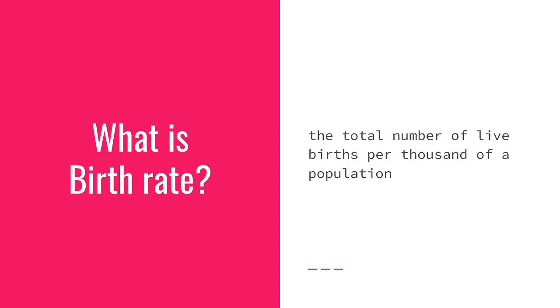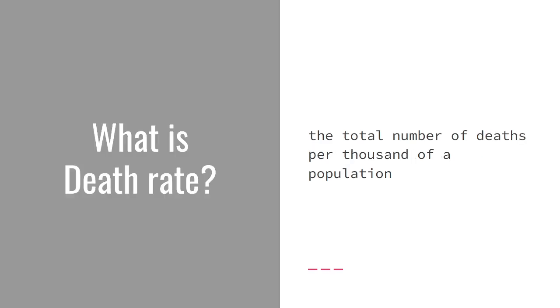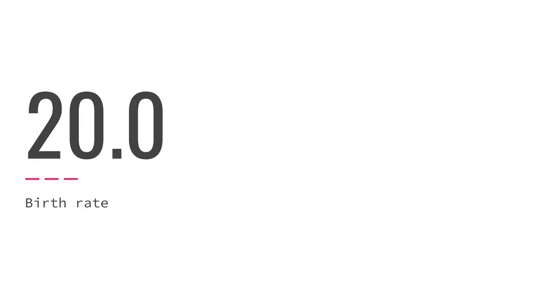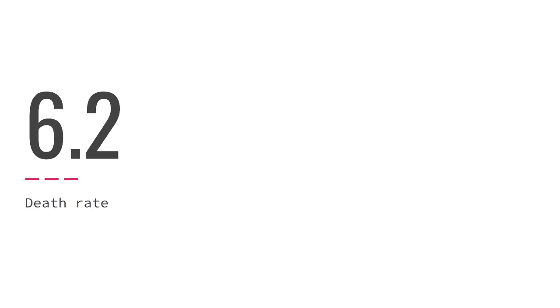So what is birth rate? Birth rate is defined as the total number of live births in a population per thousand people. Similarly, death rate is defined as the total number of deaths in the population per thousand people. To give you an estimation, the current birth rate of India is 20, and the death rate of India right now is 6.2.